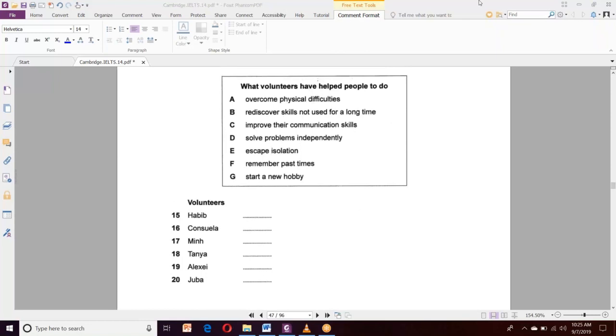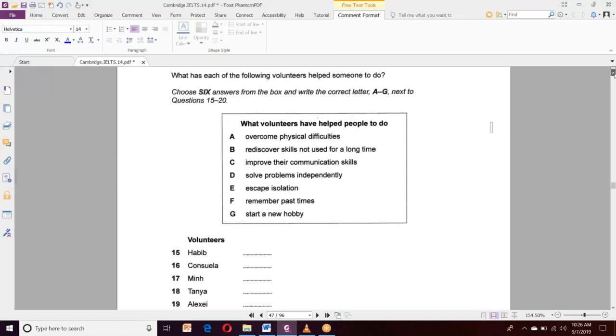Okay, so now we have a question where we have several choices in the box. We have 7 options in the box here, right? And we have these names 15 through 20. Now, for this question, we already know what this question is about. The question actually says, and I should show it to you. I'm trying to make sure I can fit everything on the screen.